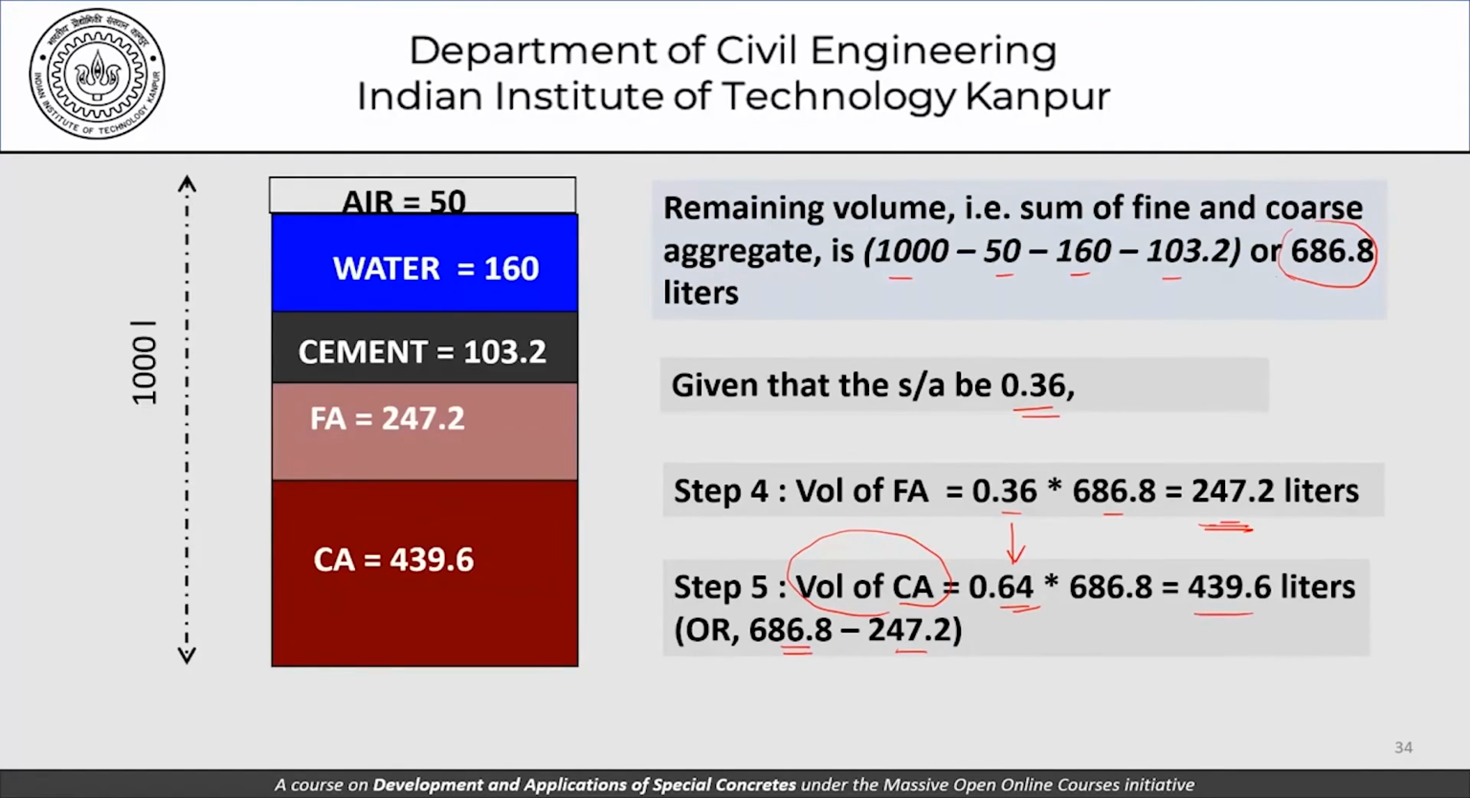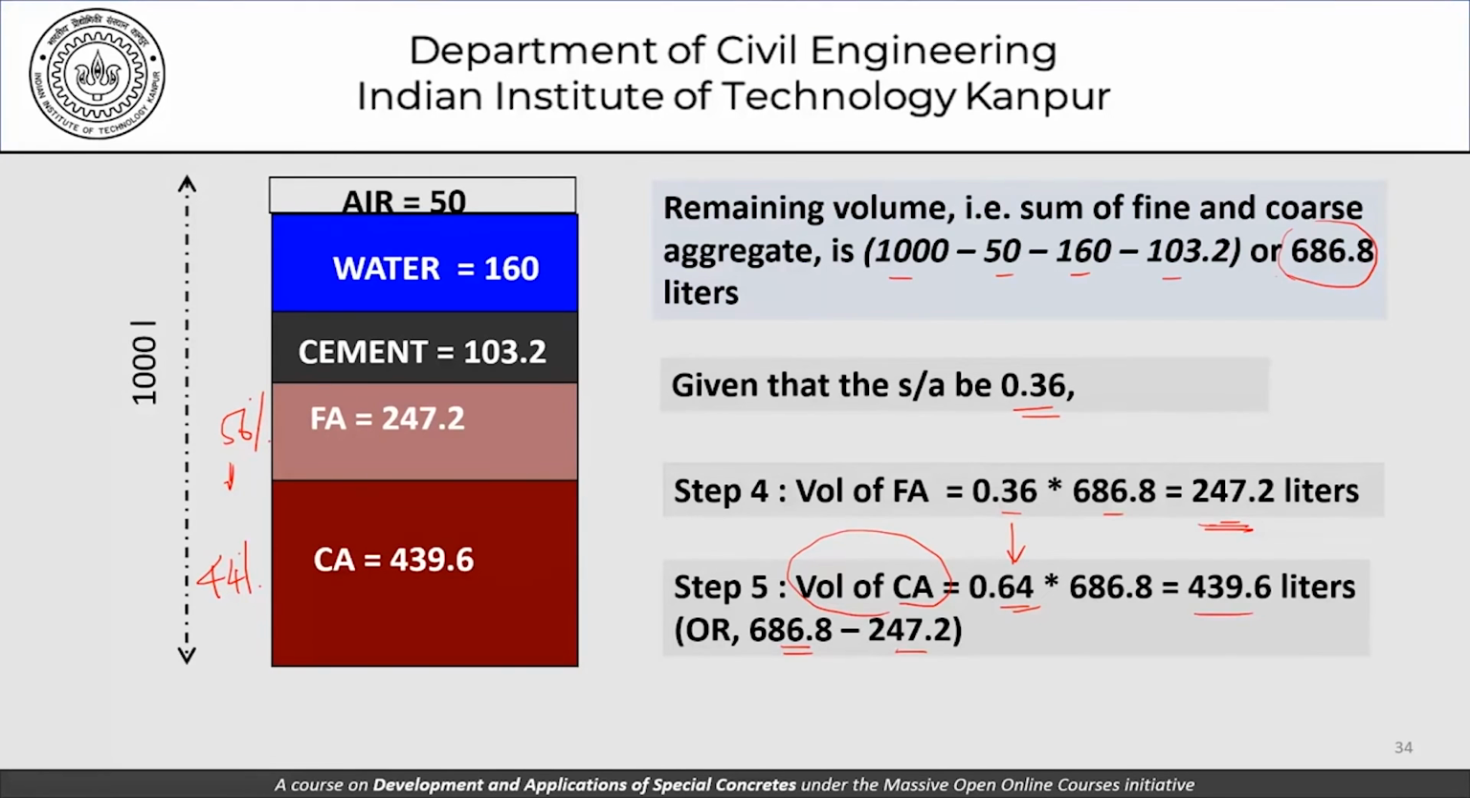So this is the picture of the pitcher: 50 liters of air, 160 liters of water, 103.2 liters of cement, 247.2 of fine aggregate, and 439.6 of coarse aggregate. This tells us that in this configuration, about 44% is coarse aggregate by volume. That is, 56% of this mix is virtually mortar.